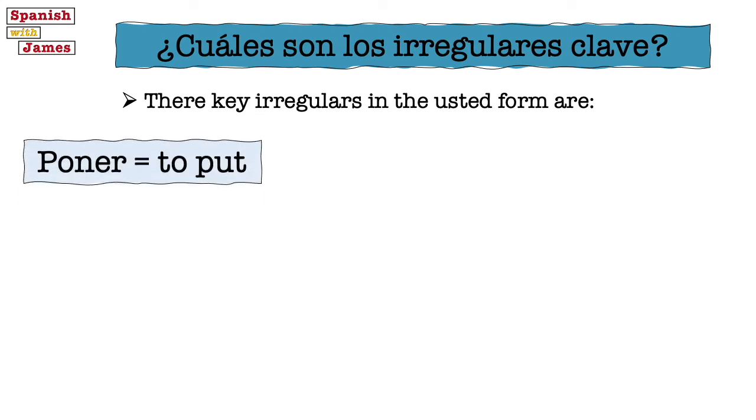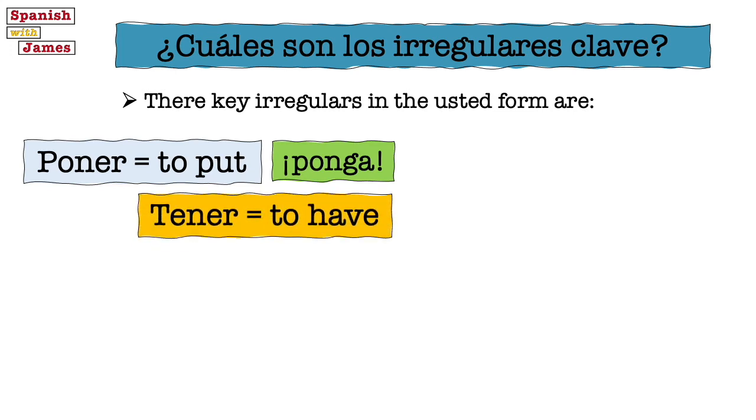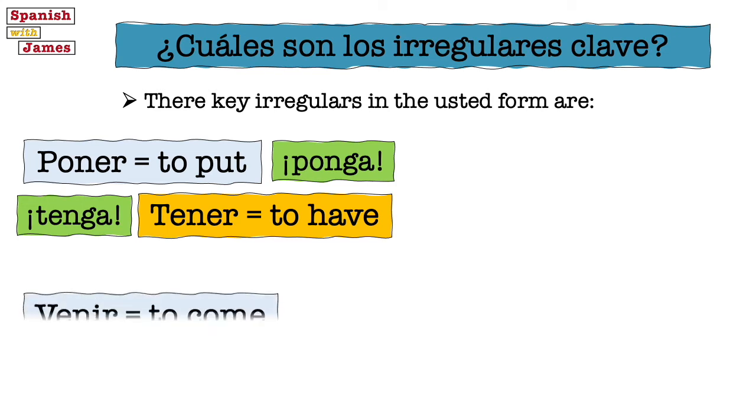So the same ones as before, poner becomes ponga, and that's because in the I form it's pongo, and then we're just changing that O for an A. Tener, which is tengo, I have. To say to someone, have patience, if you're speaking to someone you need to show respect to, you can say tenga paciencia. So again, you're just taking off the O from tengo and adding an A.